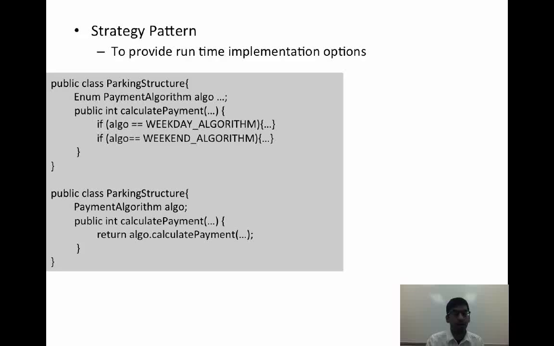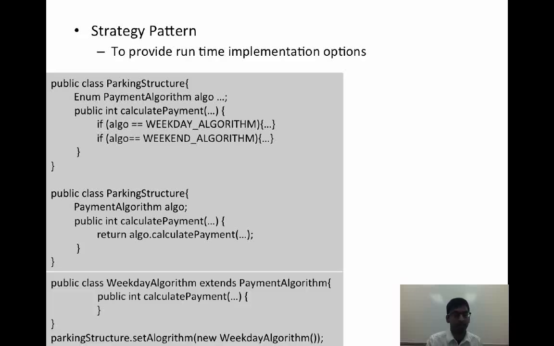However, another option could be to use the strategy pattern. Here I totally avoid the if-else clause, as you can see here. All that I need to do is I just say algo.calculatePayment, and depending on the algorithm object, this could be a weekday algorithm, this could be a weekend algorithm. The calculate payment behavior depends on the underlying algorithm object.